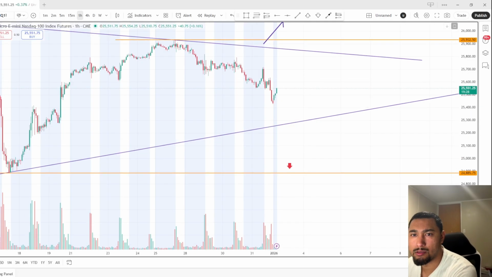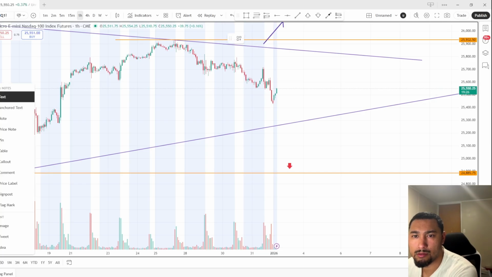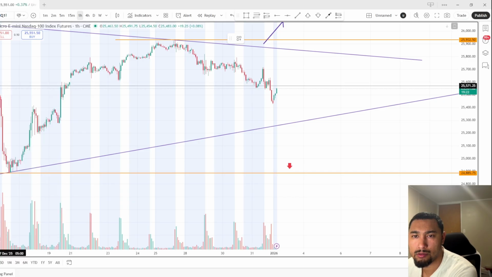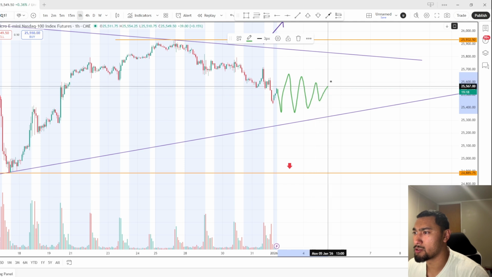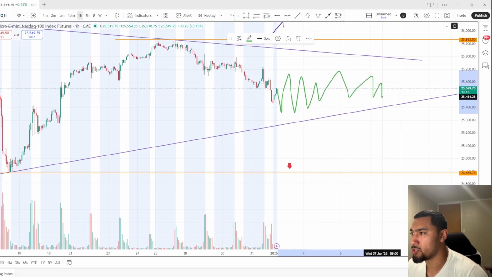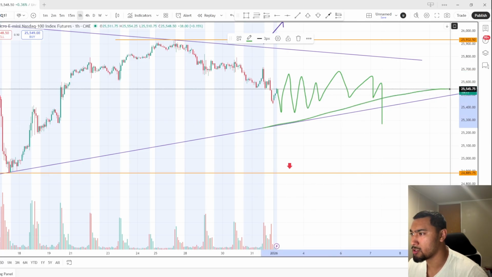It can even go like this. So let's draw something out. Let's see. Where's my little brush at? So let's say we open. We're doing this. We're doing this. Come Wednesday, we break below this trend line, right?